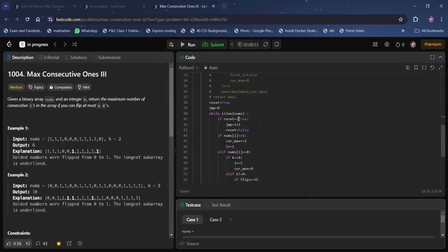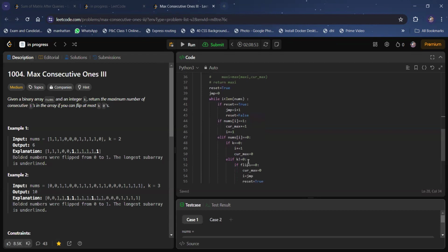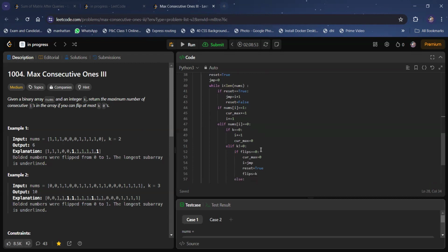So what basically this means is if nums of I, the number in that array, is 1, then I should continue and I should increase the value of the current maximum. And if the number is 0 and k is equal to 0, there can be a possibility that the k which is initially given is itself zero. So this is just handling a corner case. In that case you have to increment I. But if the number I am getting is 0 and k is not equal to 0, say k is 2, then I have to do the normal processing.